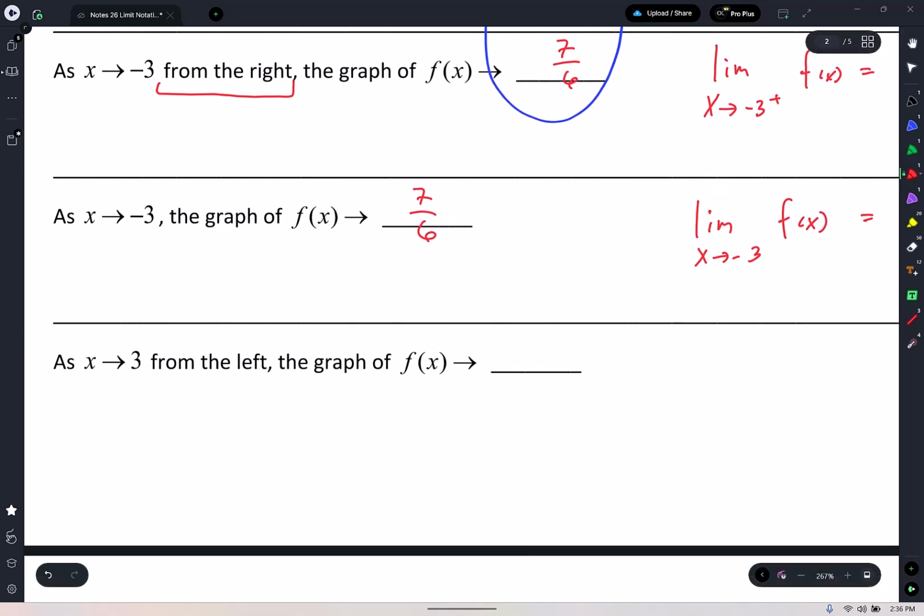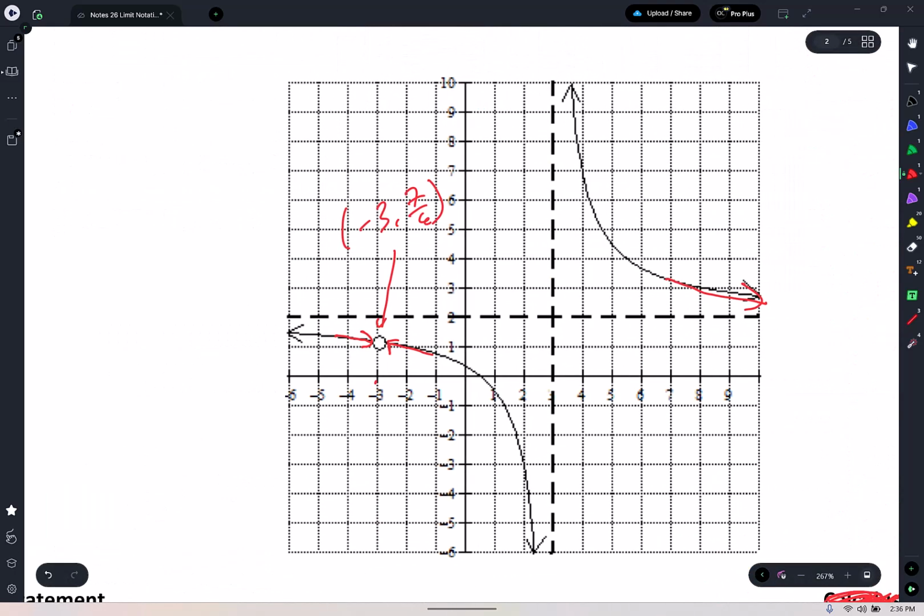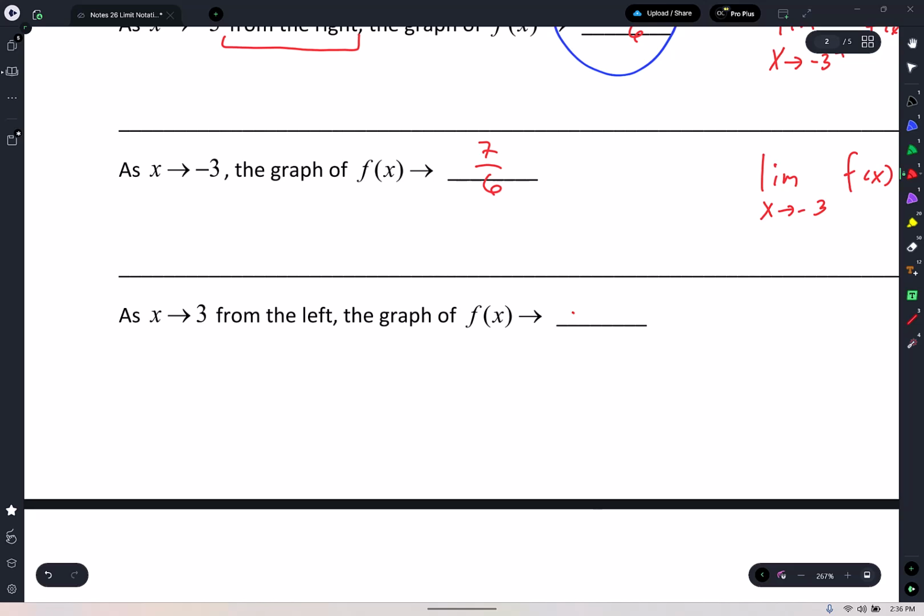All right, this one. As x approaches 3 from the left. Okay, here's 3, and I'm approaching from the left. If I'm approaching 3 from the left, what's my y value? Positive or negative? Negative. I'm going down forever. So you're going to put negative infinity.